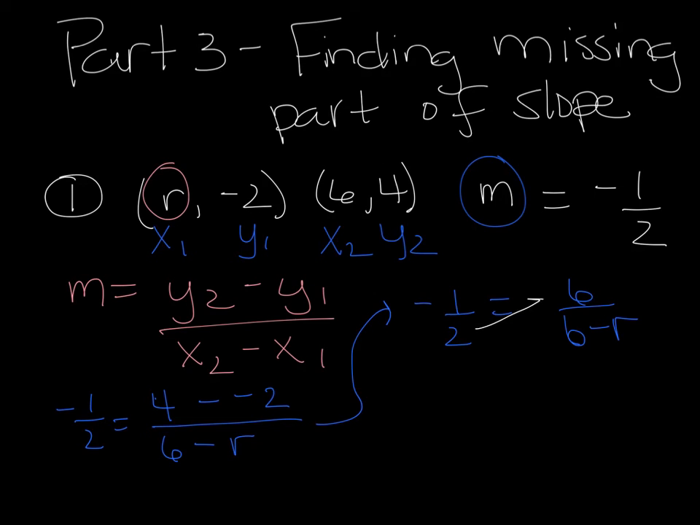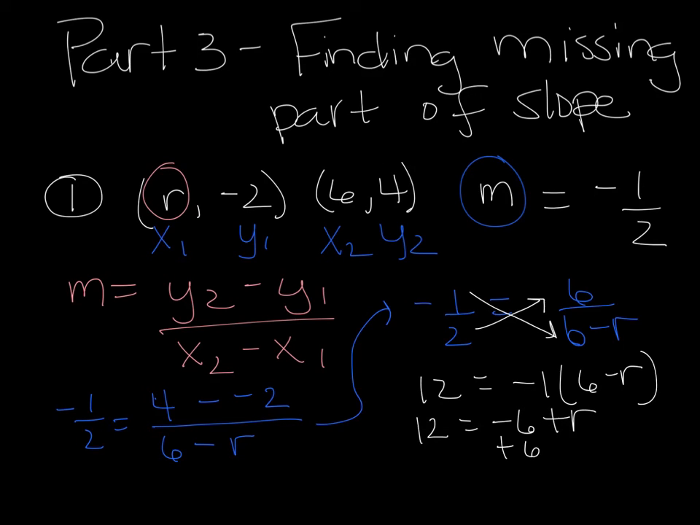So I'm going to take 2 times 6, that's 12. And I'm going to take negative 1 times 6 minus r. We have 12 equals negative 6 plus r. Solve this equation for r, and we get r is 18. So the answer to this problem is r is 18. So had r been 18, then this problem would have worked. We would have had a line that has a slope of negative 1/2.